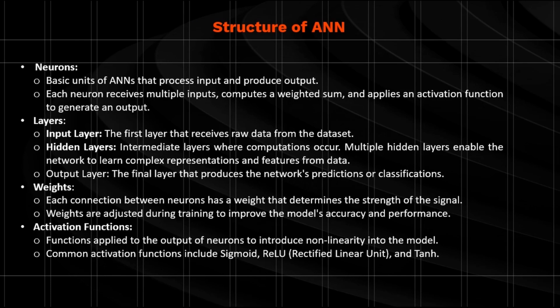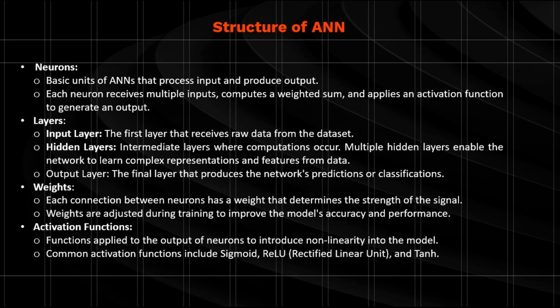Let's move to the next slide. Structure of ANN. Now let's break down the components that make up the ANN. Starting with the neurons, each neuron is a tiny processor. It takes inputs, applies a weight to each input, sums them up, and applies an activation function to produce an output. Imagine it like processing multiple clues to come up with a final answer.